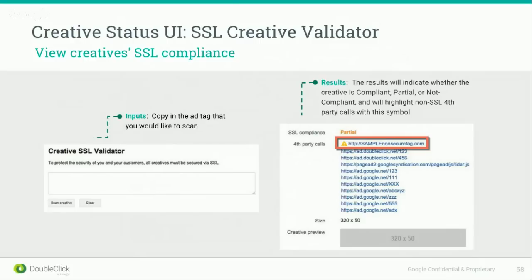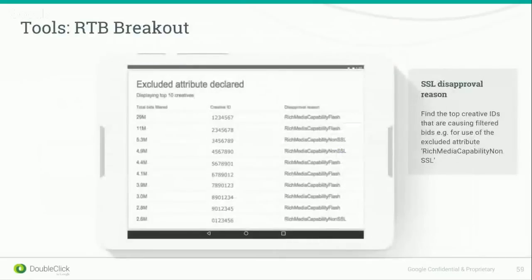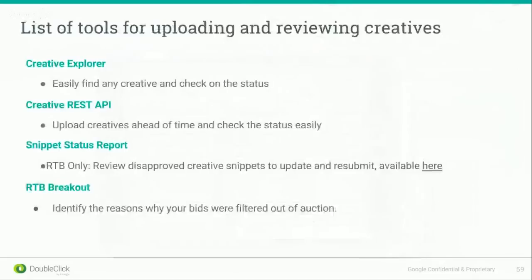And if any of the calls are determined to be non-secure, you can contact the appropriate advertiser or partner to obtain a secure version of the tag. And actually, you can also use RTB Breakout to see which bids were filtered out of auction due to non-SSL compliance. And the attribute you'll see here is rich media capability non-SSL. And here's just a summary of the tools that I've mentioned.